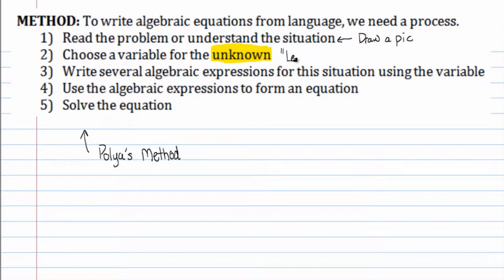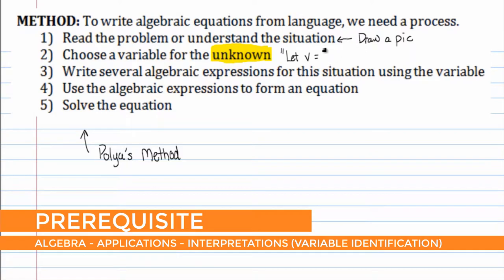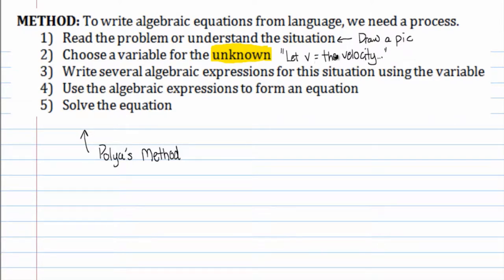And you choose a variable for that unknown. This is what I call the let step, because you usually let v equal the velocity of the ball or something like that. And that way, when you label your unknowns like that, you can always refer back to them when you read your solutions later on.